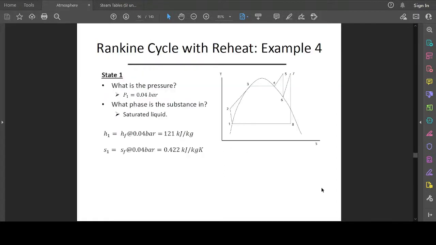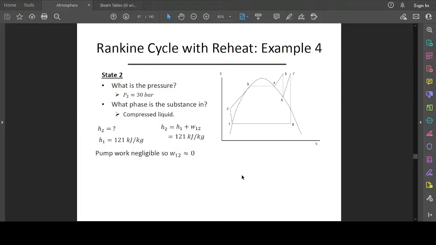So going to the steam table, we find the corresponding enthalpies and entropies with respect to the pressure at stage 1. As we know, stage 1 is saturated liquid, so we go to the saturated liquid section of the steam table.